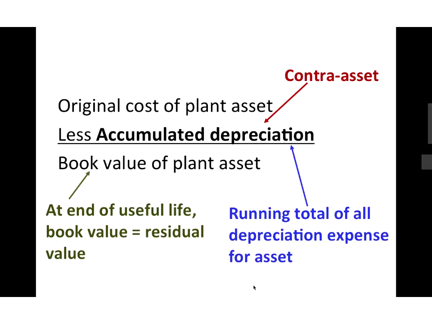You have to know how to calculate book value. Something might ask you for the book value. Book value is always the original cost less your accumulated depreciation. Your depreciation expense is the expense for a year. The accumulated depreciation is this running total of depreciation through time. It's on the balance sheet. It's a contra asset.